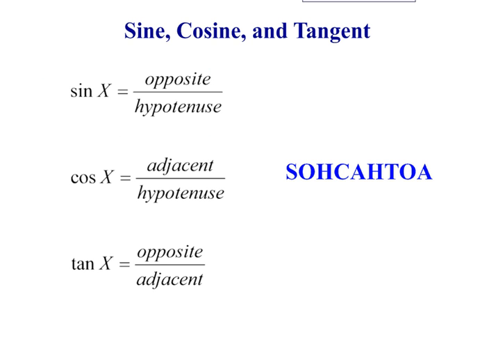Then we go to cosine, abbreviated COS, not called cos, it's cosine. So we have cosine of x, where x is an angle, equals the adjacent side length over the hypotenuse side length. And then we have tangent, abbreviated TAN, but not called tan, called tangent. The tangent of angle x equals the opposite side length over the adjacent side length.